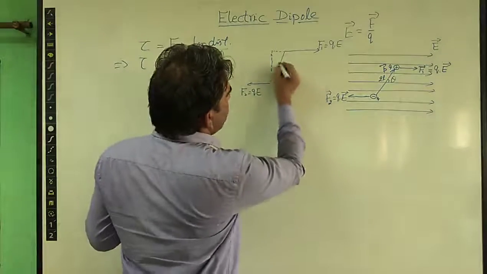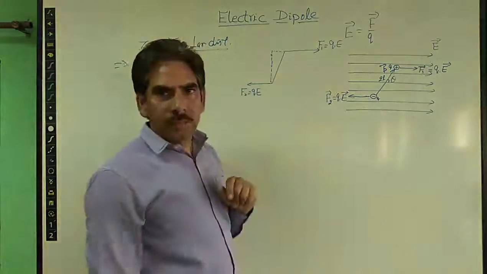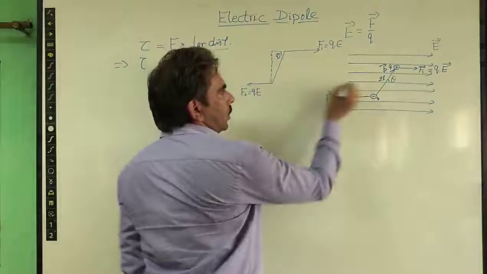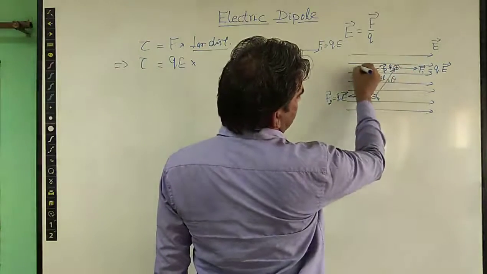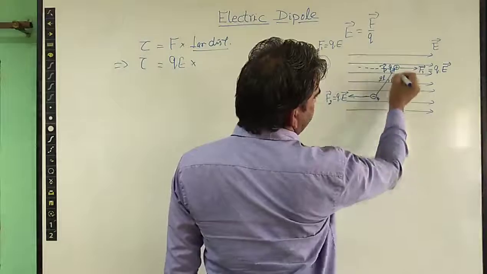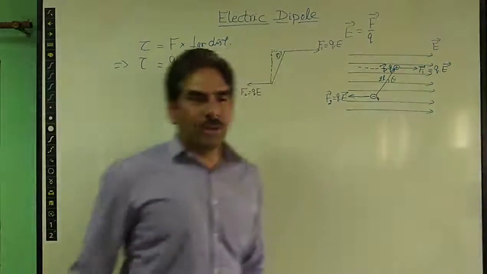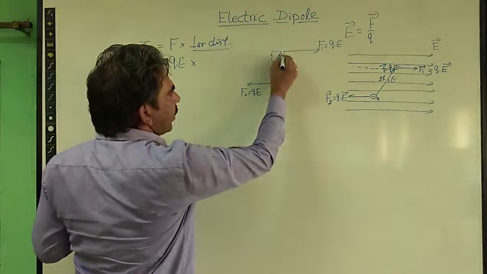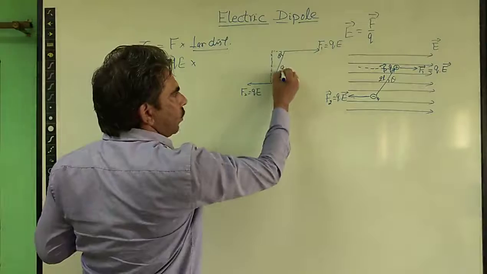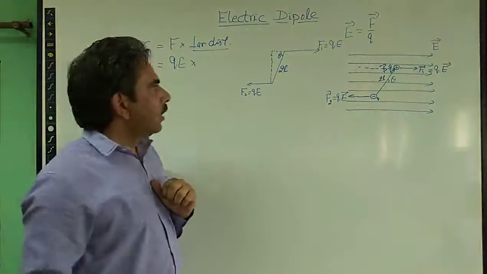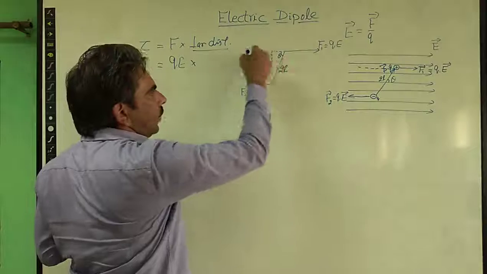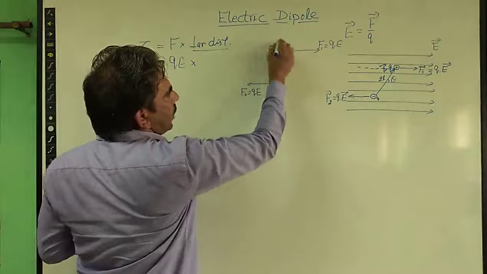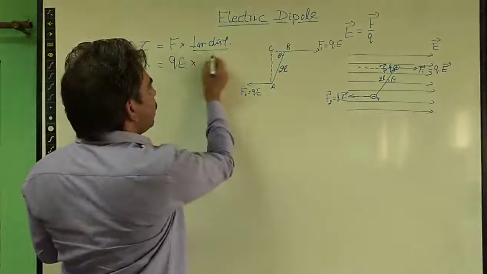Because the dipole is making some angle theta with the electric field, this angle will also be equal to theta. If I draw some line here, this angle is theta, so this angle will also be theta because of the alternate angle property. This length we already know, which is the length of the dipole, 2L, so we can find this side of the triangle. Let me name it A, B and C. So I can find AC, which is the perpendicular distance here.